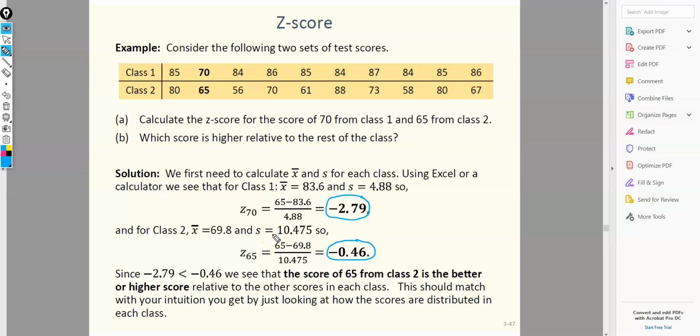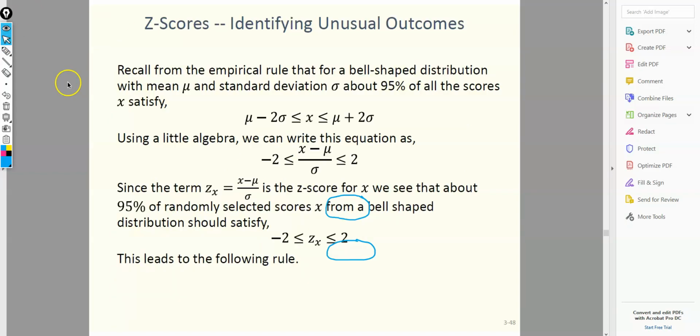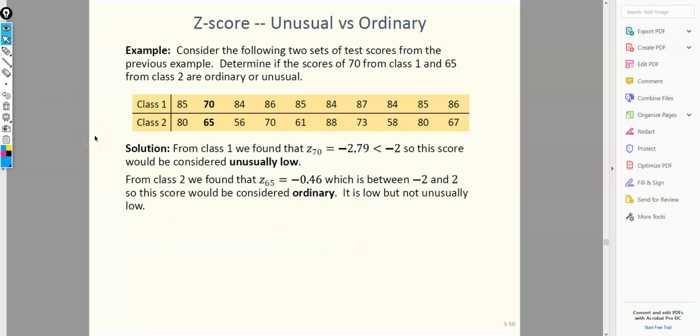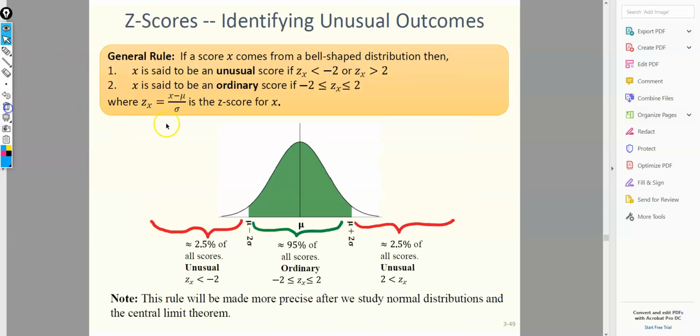Now let's take a look at this example. This example uses the same data set for the classes that we just looked at. We want to classify the scores of 70 and 65 as either ordinary or unusual scores. To do that, we're going to use the definition that's in your notes on the previous slide. Having calculated the z-score for each of those scores, we just have to determine which of these two cases we're in for each score.